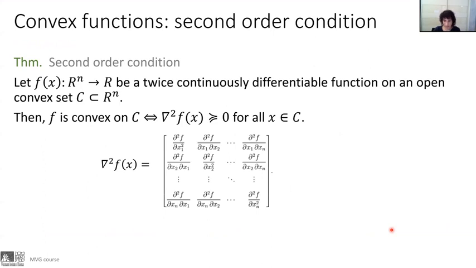Then we have the second order condition, which says that f is convex if and only if the Hessian of f at each point in the domain C, which is a convex domain, is a positive semi-definite matrix. Okay, which means that all the eigenvalues are non-negative. This is just an equivalent definition.